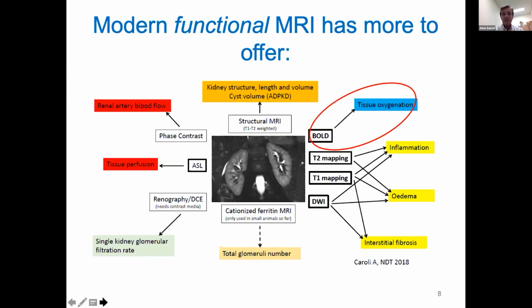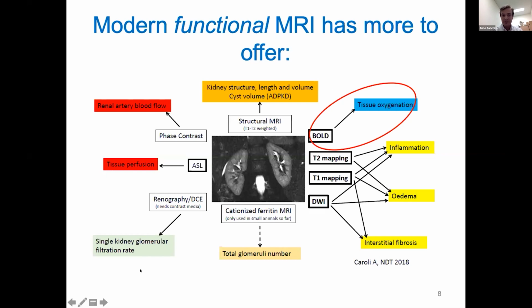Things have changed, and over the last 2 decades, functional MRI has entered the world of nephrology, because we can measure with this functional MRI different aspects of the kidney. We can measure, for example, renal artery blood flow, as shown on the left side. With phase contrast MRI, we can now measure the cortical and the medullary perfusion with arterial spin labeling. We can measure the degree of inflammation or edema with T1, T2 mapping, and we can even estimate the degree of interstitial fibrosis, so we think, with diffusion-weighted imaging.